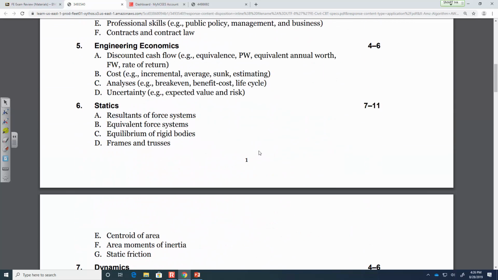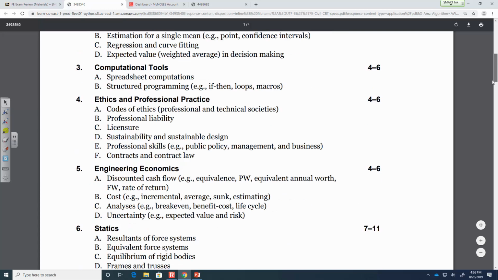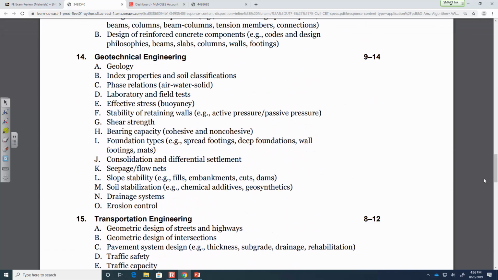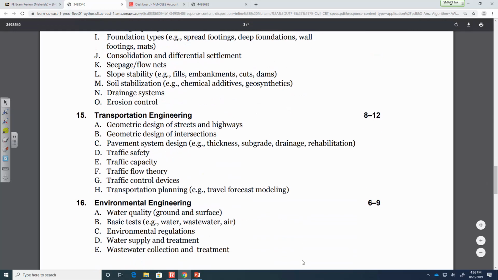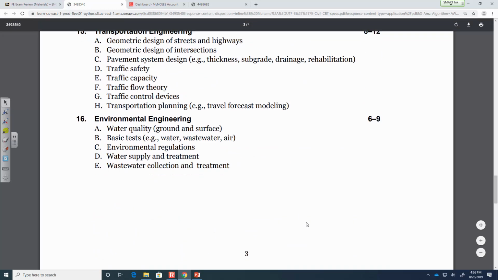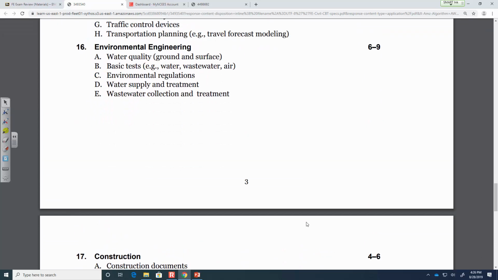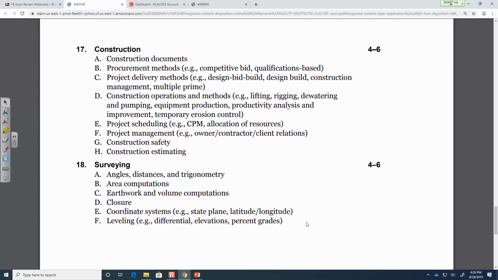Geotech, that's a really big section, but it's sort of geotech and foundations wrapped into one. Transportation covers a little bit of geomatics, a good bit of transportation, and even maybe some highway design. And then environmental and construction and surveying. So there we go. That is the FE. Any questions?